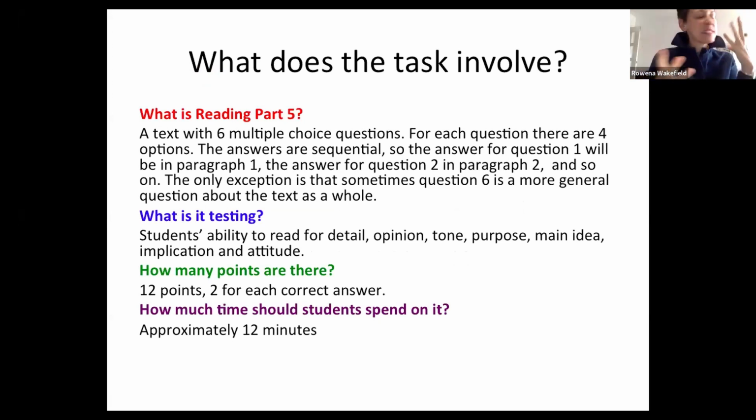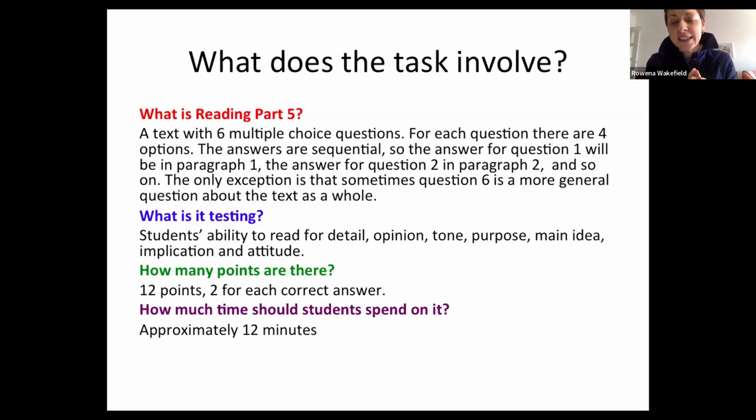I don't know about you, but sometimes I get the different parts mixed up in my head. So I just wanted to remind you exactly what reading part 5 is. It's the same for the two exams. It's the one where they have a text and 6 multiple choice questions. The answers to the questions are sequential, so the answer to question 1 is in paragraph 1 and so on. It's testing the student's ability to read for detail, opinion, tone, purpose, main idea, implication, and attitude.